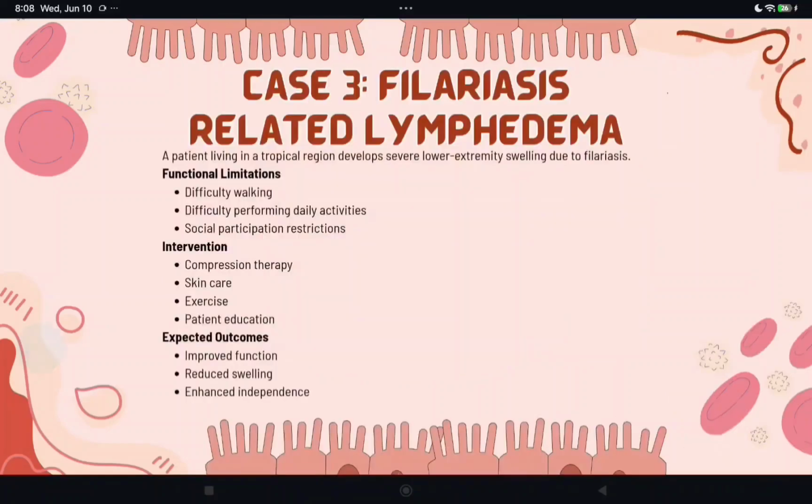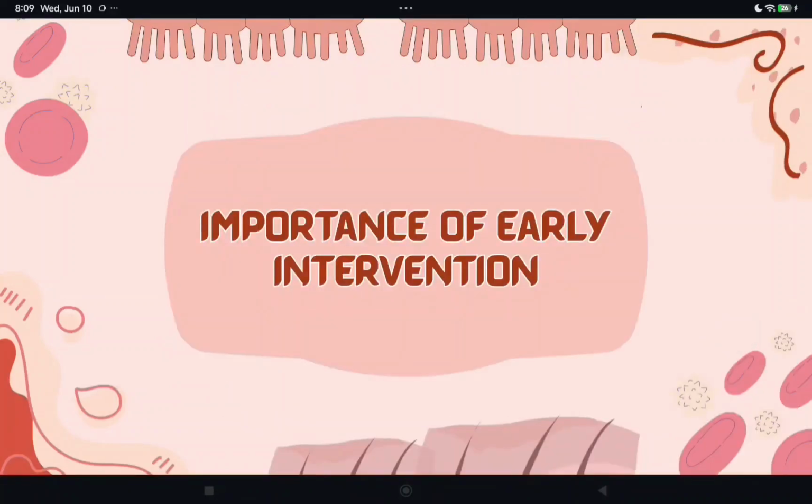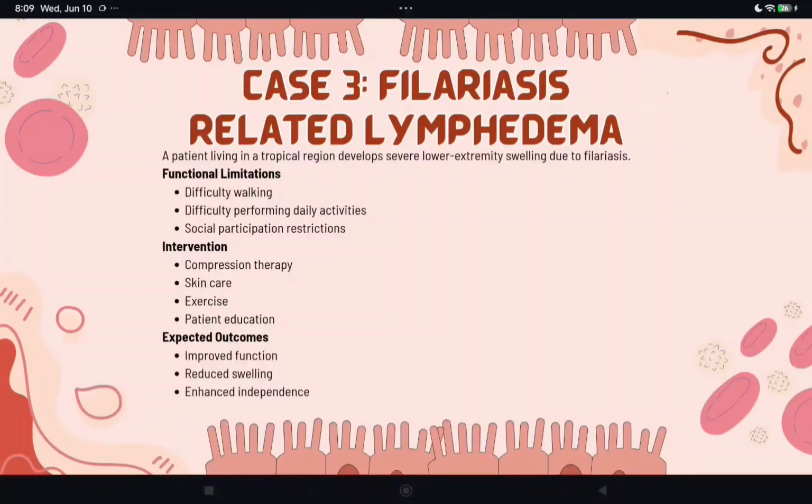Case 3. Filariasis-related lymphedema. A patient living in a tropical region develops severe lower extremity swelling due to filariasis. Functional limitations: difficulty walking, difficulty performing daily activities, and social participation restrictions. Intervention: compression therapy, skincare, exercise, and patient education. Expected outcomes: improve function, reduce swelling, enhance independence.